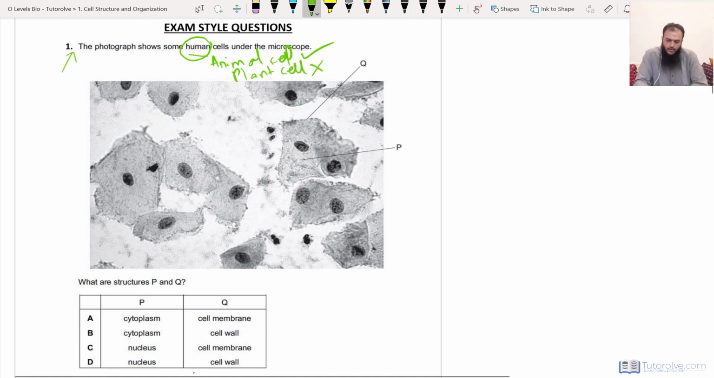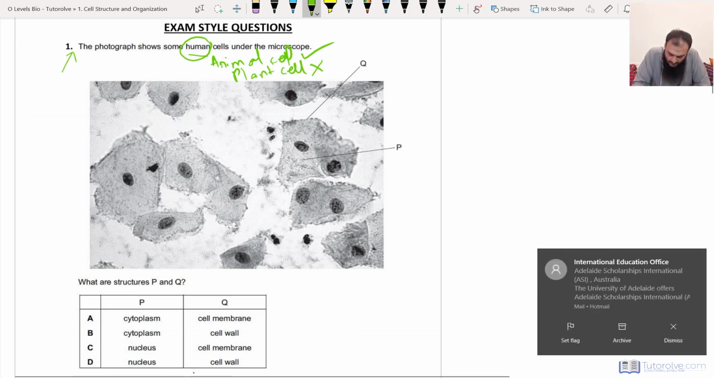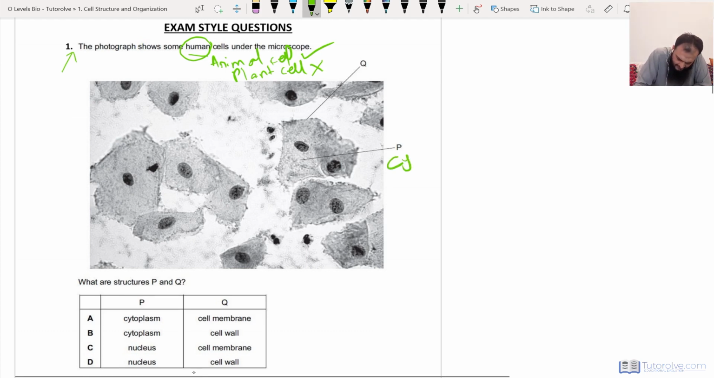Okay, so P, of course, is something in the middle. So what do you think is P? Yeah, that's exactly cytoplasm. And Q is the outer boundary. So one may think that this is either cell membrane or cell wall. How do we know? Well, that's the hint in the question. Since the question says that the photograph shows some human cells, this has to be the cell membrane. So the answer to this question would be P is cytoplasm and Q is cell membrane. A is the correct answer.